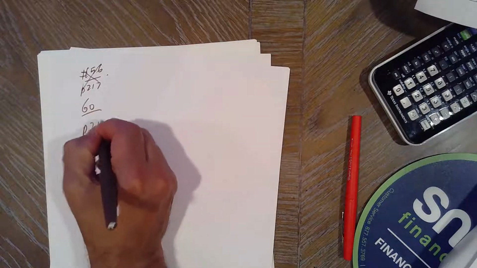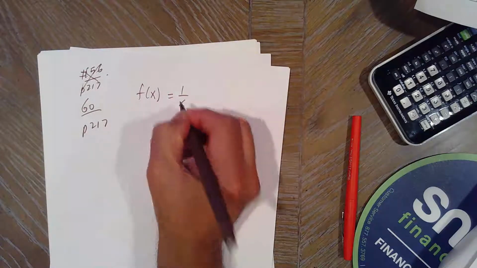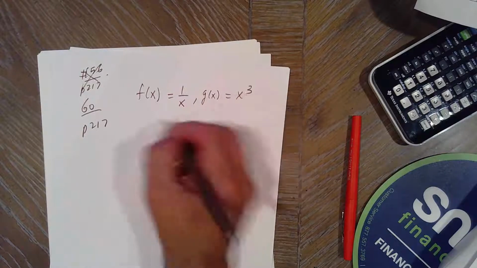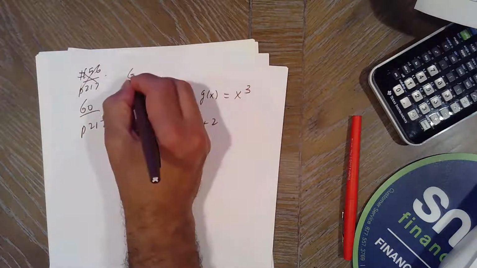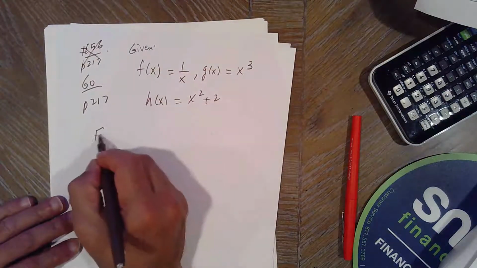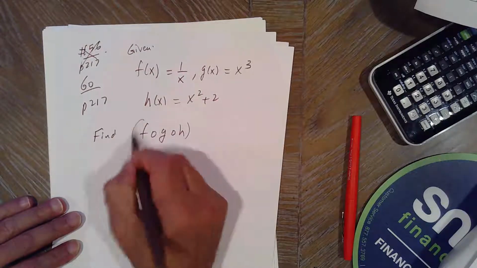Page 217. We have f of x equals 1 over x, g of x equals x cubed, and h of x is x squared plus 2. We're given all these functions. It says find f composite g composite h of x.